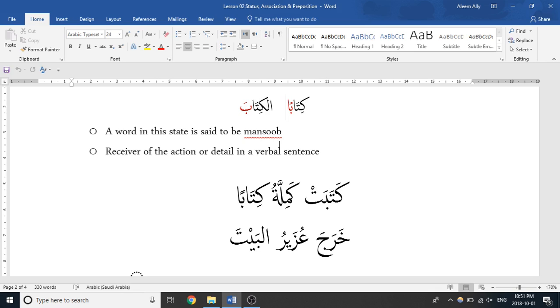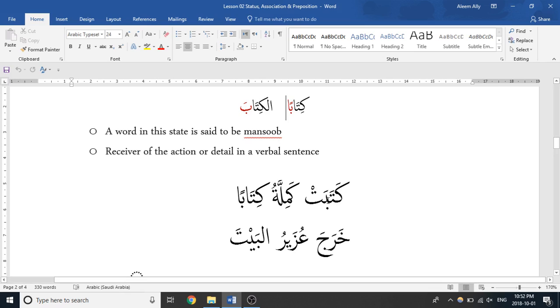So Kamela ran home, right? So Kamela would be the doer, run or ran would be the action, and then home would be what she's running to, right? It's either receiving Kamela, or you could say it's the detail in that verbal sentence. Either or works. So let's look at it here in Arabic.